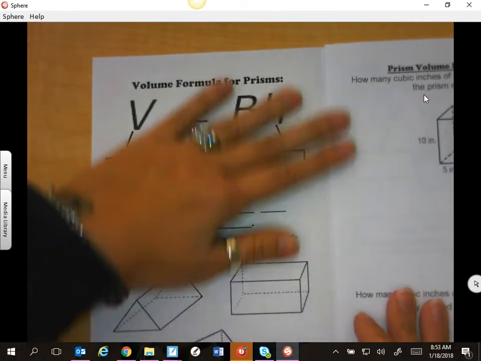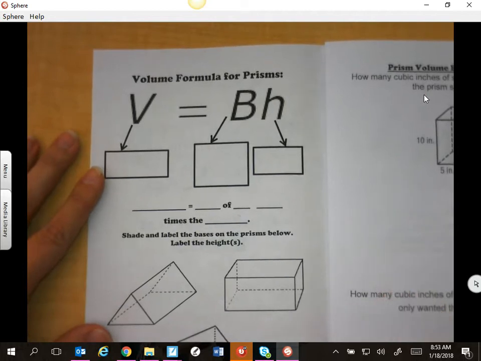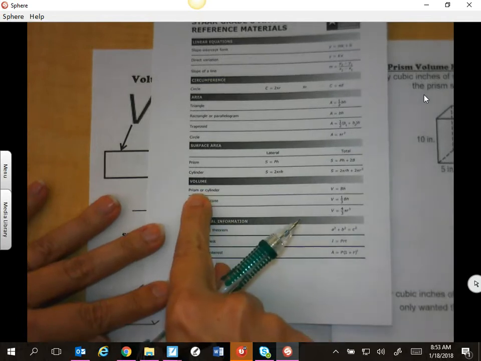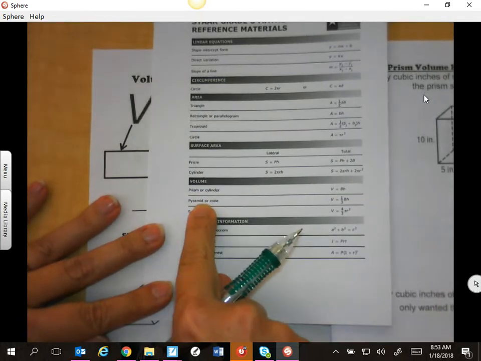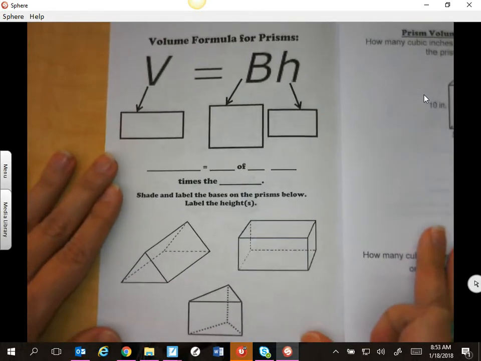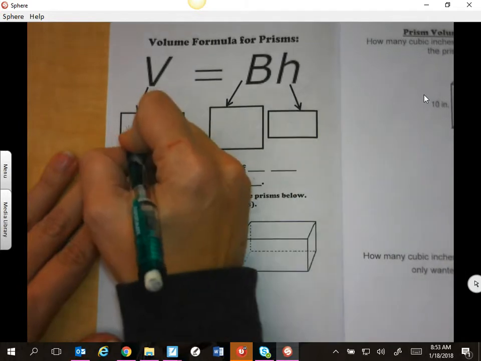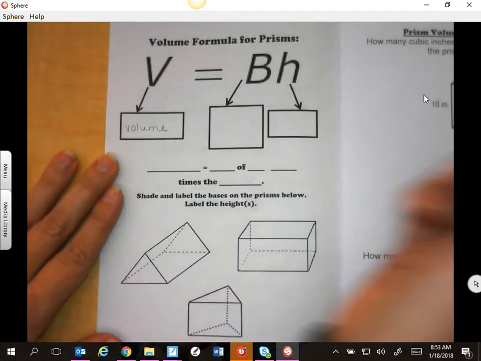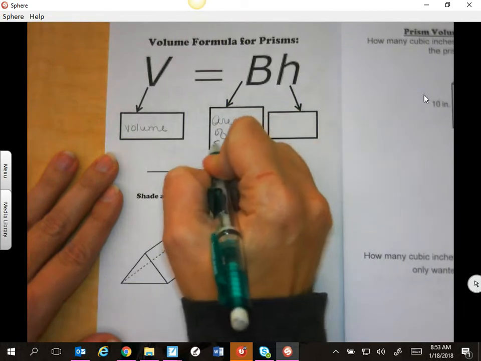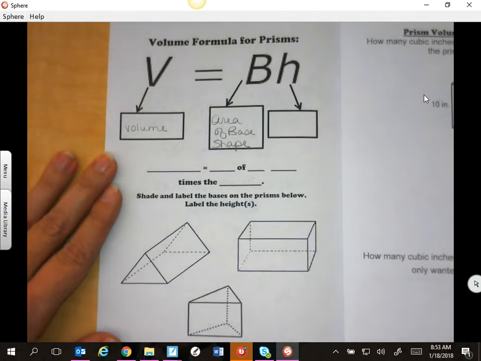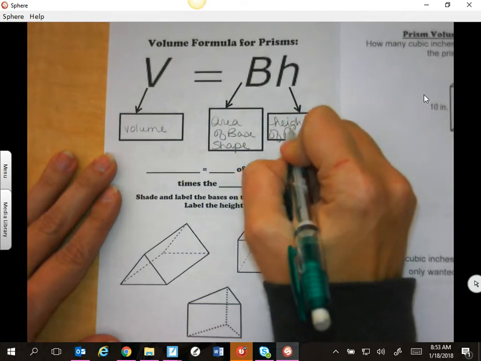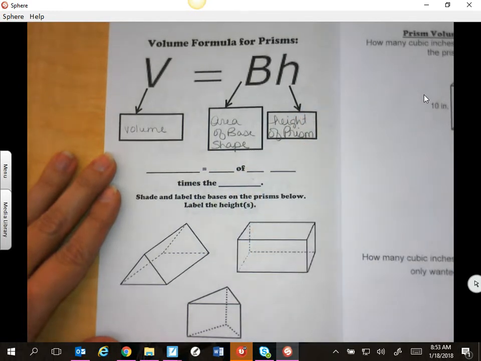On page 1, it talks about the volume formula for prisms. This is also on your formula chart right here. Prisms and cylinders. We're going to talk about pyramids and cones and spheres a little later on. So for today, we're going to talk about volume for prisms, where V is volume. Big B, remember, is the area of the base shape. That is the shape that we always highlight or color in. And H is the height of the prism, not the height of the base shape.